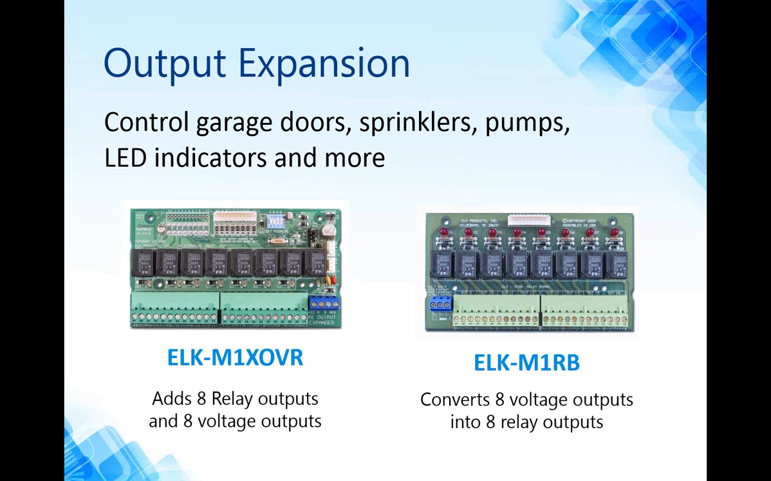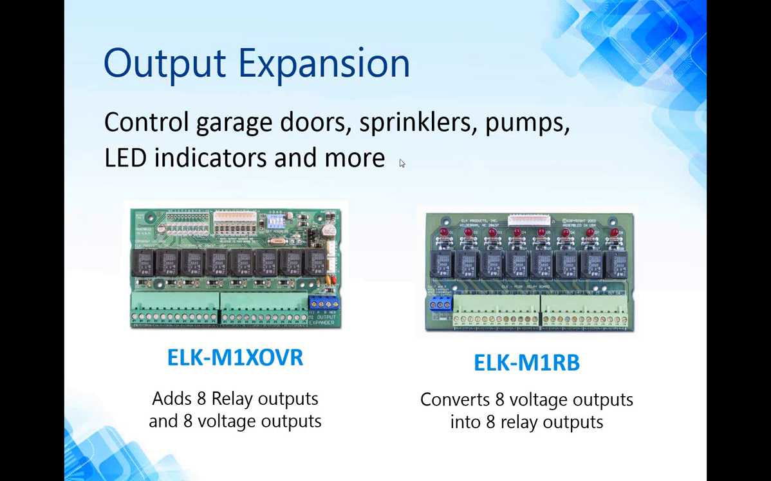It is possible to add an M1RB to the XOVR, and that'll convert those 8 low voltage outputs into 8 physical relays. So now with a combination of these two boards, you have 16 physical Form C relays to switch whatever you need to switch.